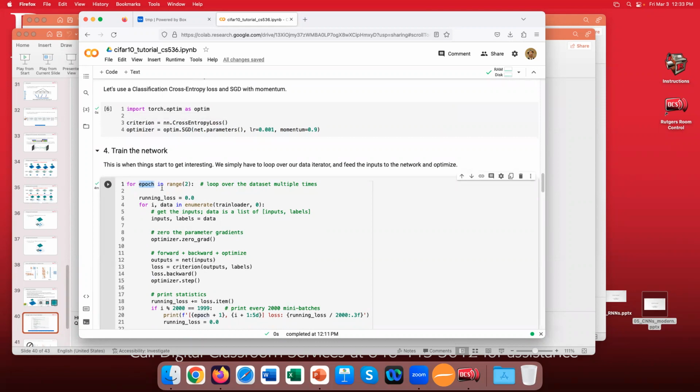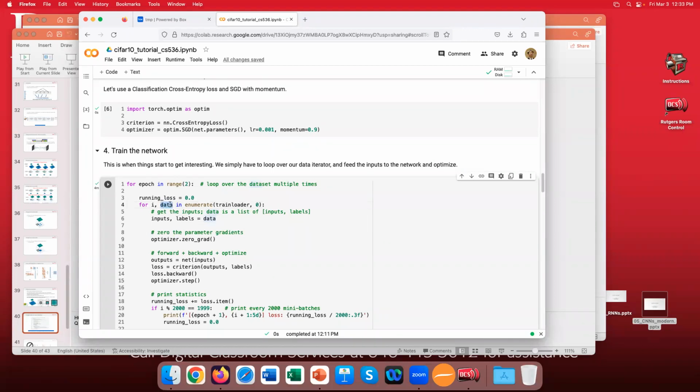We call it an epoch. So in here, we're going to loop over 2 passes. So basically, the total number of epochs will be 2, and this is running loss. In this second for loop, what it does is fetch one mini batch after another, feed forward to the neural network, compute the gradient, and then update the parameters. So this i is the index of the mini batch, right? And data is the mini batch, right?